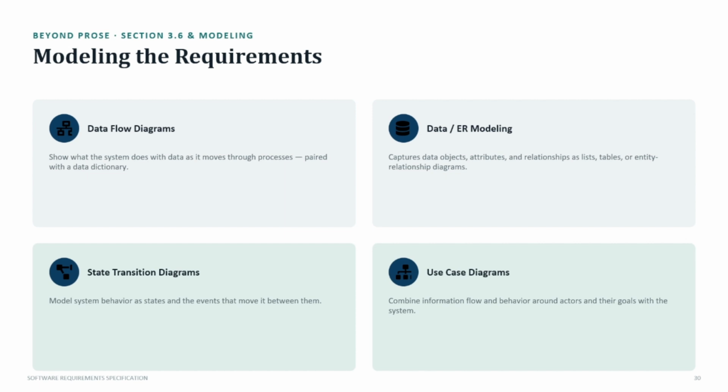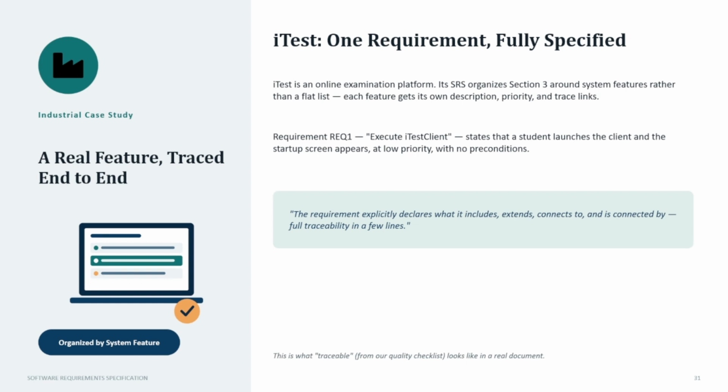Then the use case diagram defines the actors that are acting and how the system is acting, that is the use case. So these four diagrams should be there: data flow, data modeling, state transition and use case diagrams.